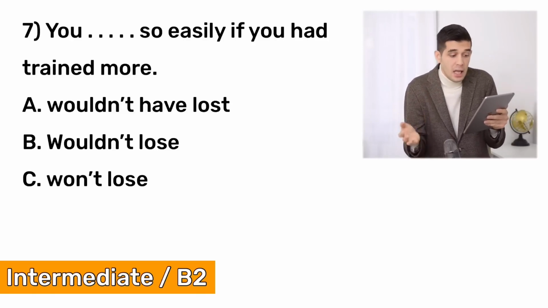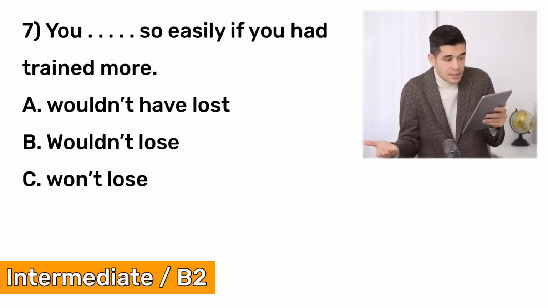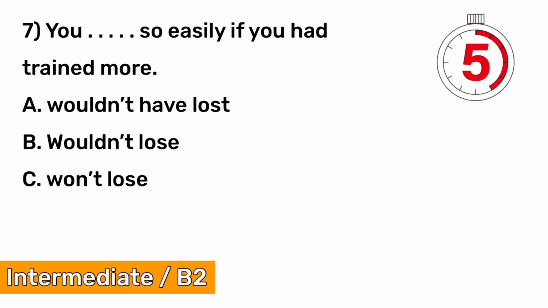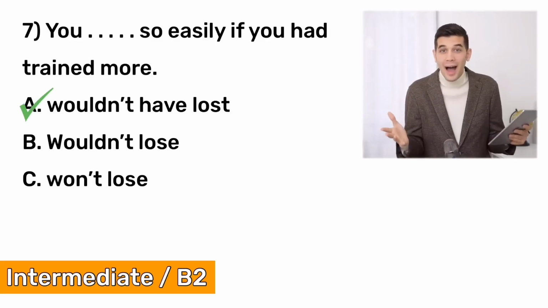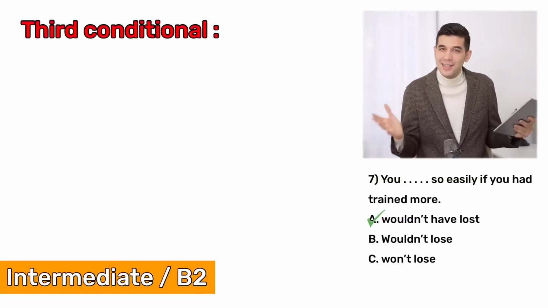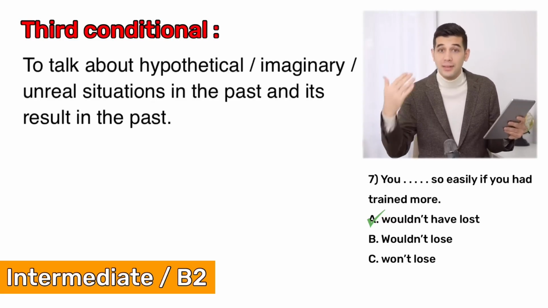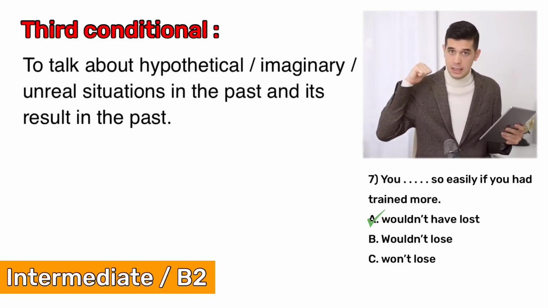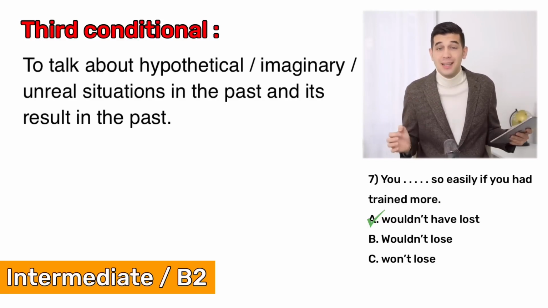You, so easily, if you had trained more. Wouldn't have lost, wouldn't lose, or won't lose. Wouldn't have lost. But why? Let's talk about third conditional sentences. We use the third conditional sentence to talk about a hypothetical, imaginary, or unreal situation in the past and its result in the past. How do you form a third conditional sentence?